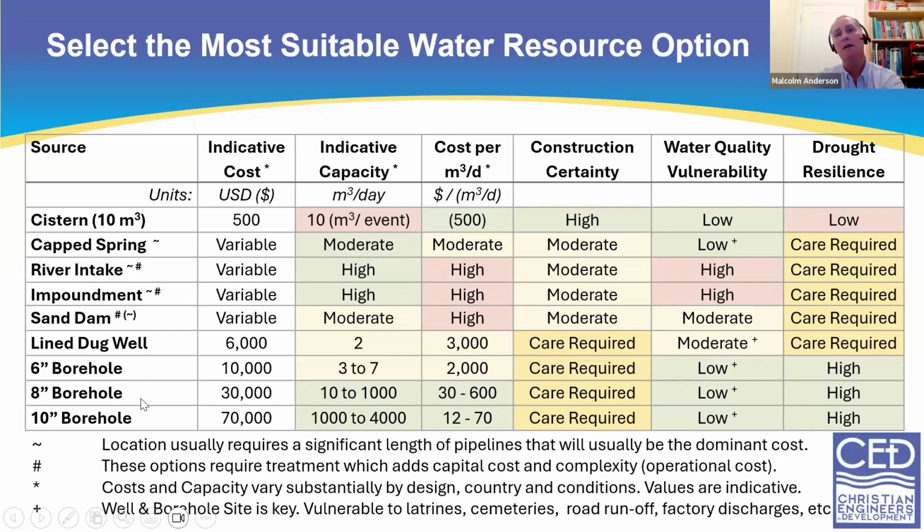And then boreholes at different sizes can produce a large difference in capacity depending on what kind of rock formation you're in and what's suitable. But in our case, most of the time, a small capacity well is going to meet the demand that we need.